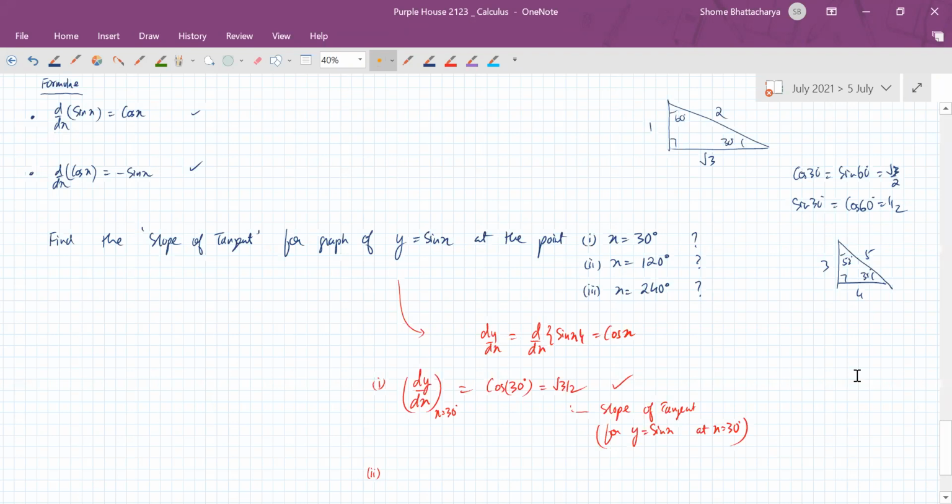So now what is the slope of the tangent at any particular point? It is the value of dy by dx at that point of x. So when x is equal to 30 degrees, what is the value of dy by dx? It's cos 30. So what that means is if I draw a tangent to the graph at that point, its slope will be root 3 by 2. Okay. So when I draw the graph, this will become even more clear.